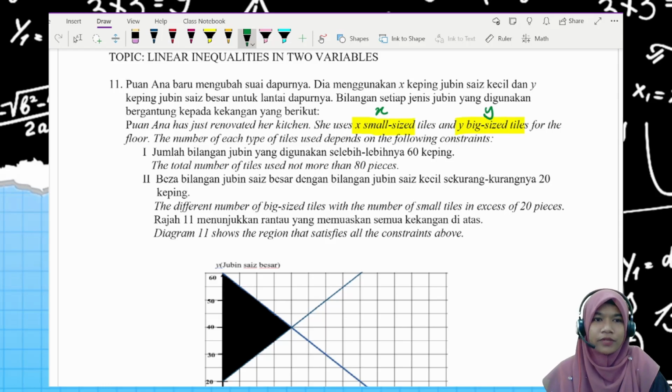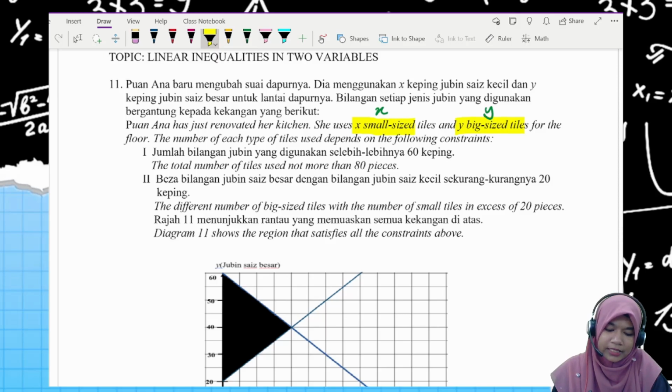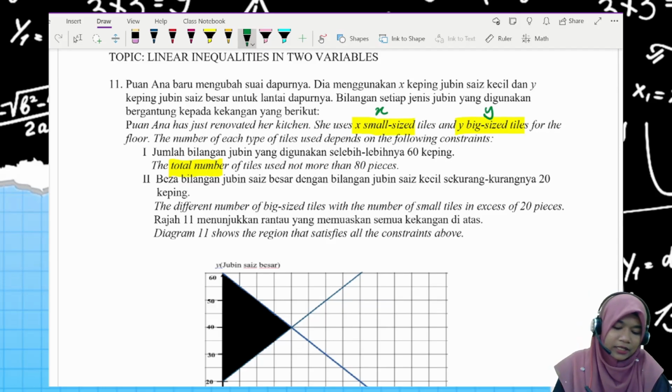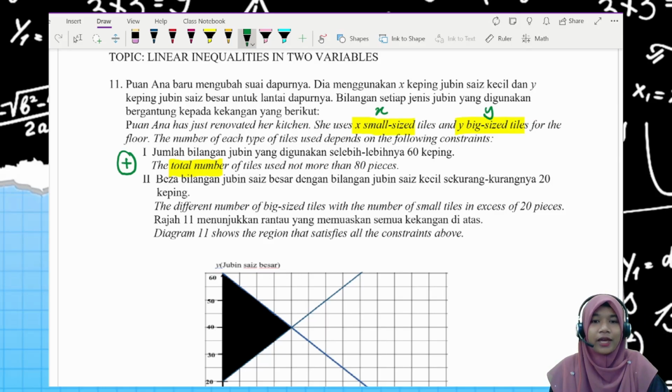The number of each type of tile used depends on the following constraints. In this question, two constraints are given. Normally there are 2 to 3 constraints or conditions. So what are the constraints here? Number one, the keyword is the total number. When it involves total number, it involves addition. So X plus Y.